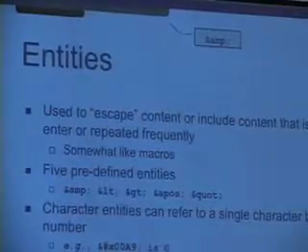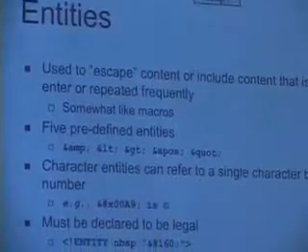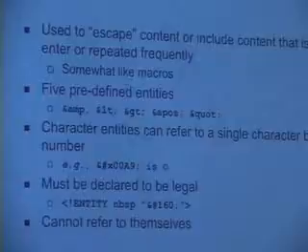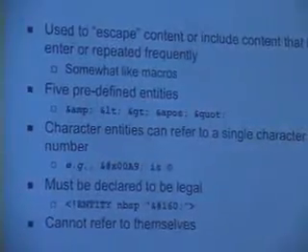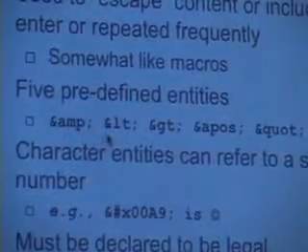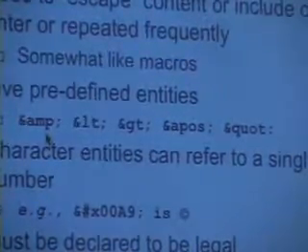Entities. In XML, there are only five predefined entities. NBSP is not one of them, just FYI, even though that's pretty common in the HTML world. So the five entities that you get for free anytime you're writing an XML document, that the parser will understand, are ampersand amp semicolon, LT, GT, APOS, and quote. Just a quick review. Amp represents ampersand.